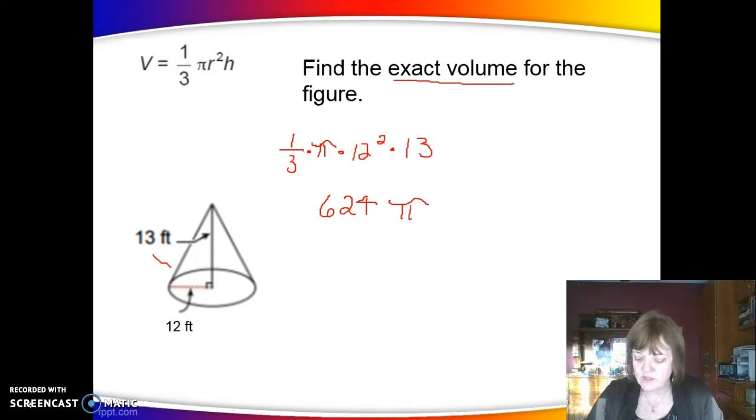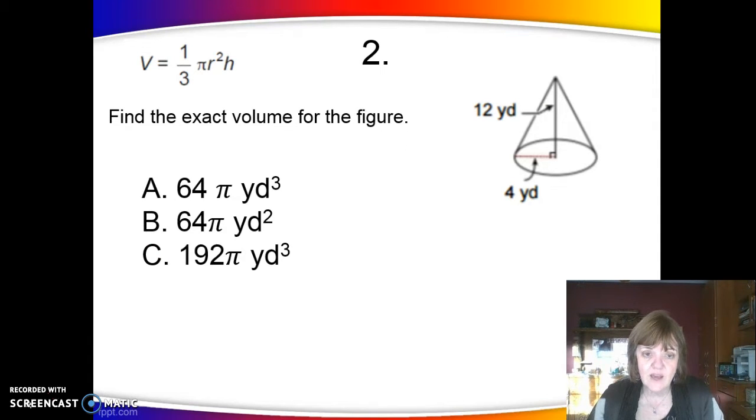So we got a nice even number, and that is an exact volume. Anytime we can get a nice terminating decimal, and in this case a whole number, we know we have the exact volume if we just leave it with the pi as its symbol. All right, now you give it a try. See what you do with this one.